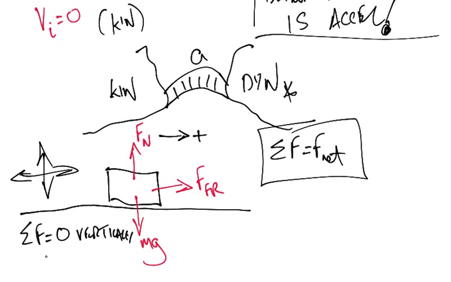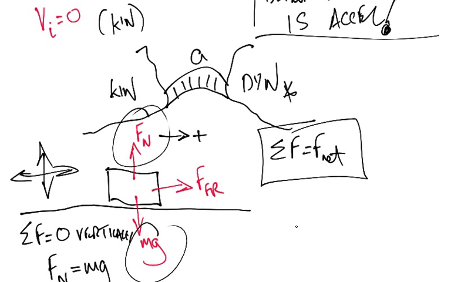If that's true, that means that Fn has to equal mg. Why? Because they have to cancel each other out. The only way that the sum of the forces vertically could be 0 is if this force is equal and opposite to the gravity force. Okay? So that's where I get this from, Fn equals mg.